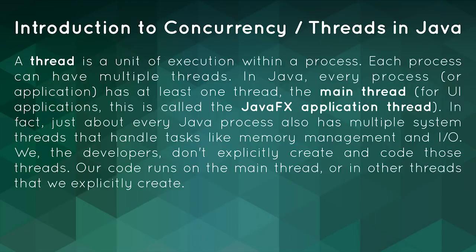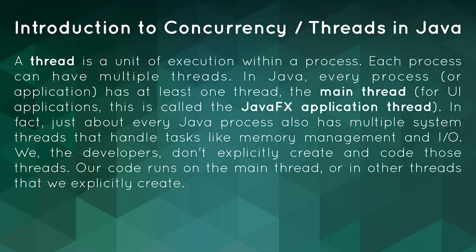Let's talk about a thread. So a thread is a unit of execution within a process. So each process can have multiple threads, and in Java, every process or application has at least one thread, and that's the main thread. For UI applications, this is just called the JavaFX application thread. In fact, just about every Java process also has multiple system threads that handle everyday tasks like memory management and input-output. We as the developers of Java applications don't explicitly create and code those threads.